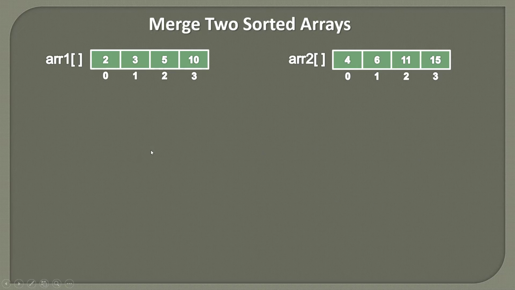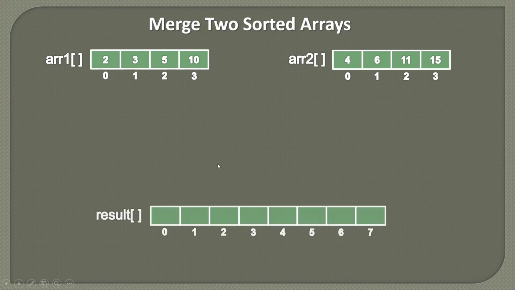So the idea behind this algorithm is we create a resultant array whose length is the length of array 1 plus the length of array 2. So in this case array 1 has length 4 and array 2 has length 4. So our resultant array will have length 8 because we need to merge all the elements of array 1 and array 2 into this result array.